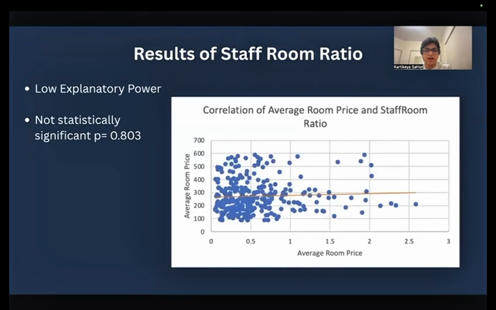Looking specifically at staff to room ratio, we can see almost zero correlation. The trend line is essentially flat, and the scatter plot reveals extreme price variance regardless of staffing levels. This is confirmed by the high p-value of 0.803.